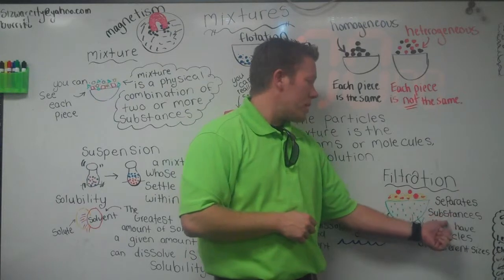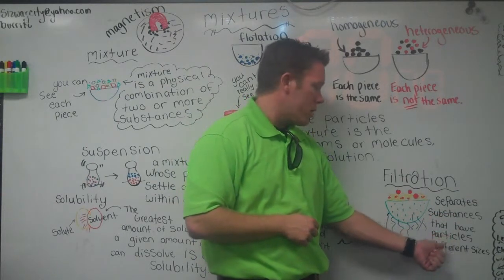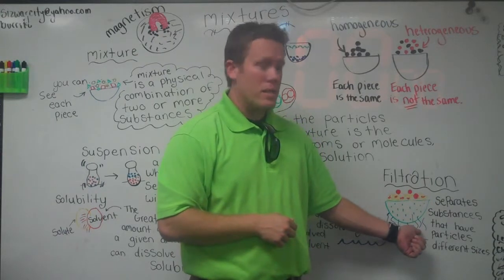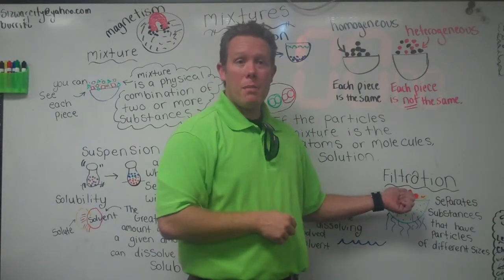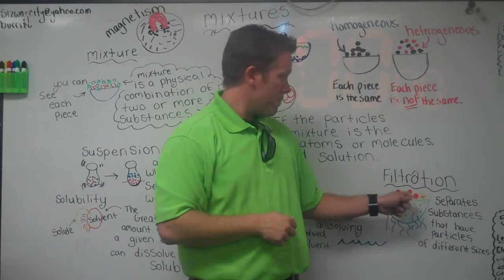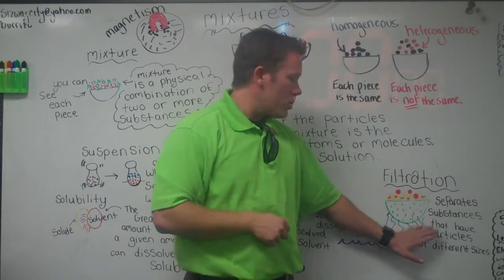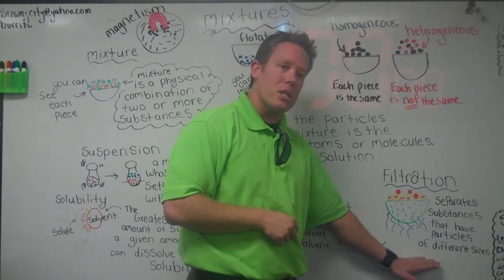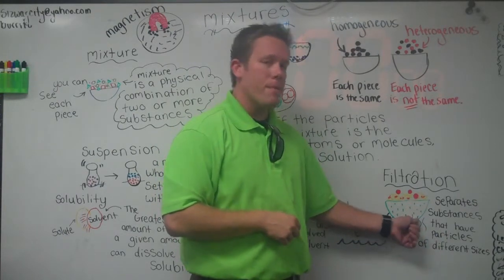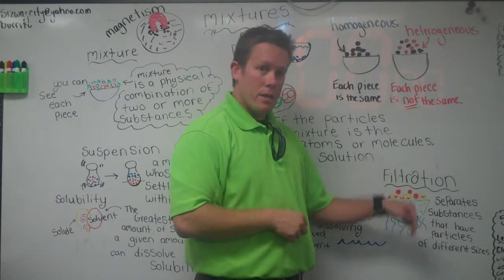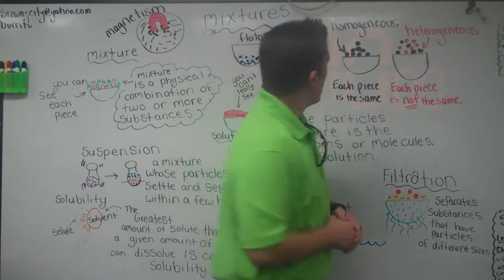Filtration separates substances that have particles of different sizes. So the water is a different size than the big spaghetti and meatballs that you have in the plastic bowl, in the strainer, all right? So the water goes through, because it's small enough to fit through the tiny holes, where the spaghetti is a different size, it's too big to fit through the tiny holes.